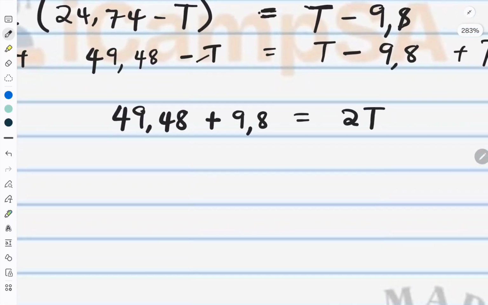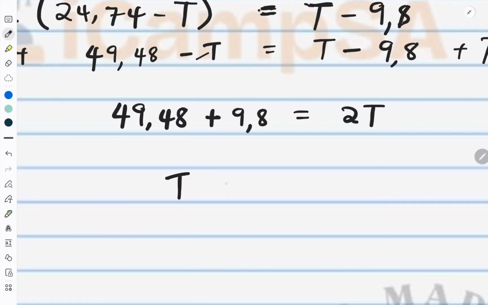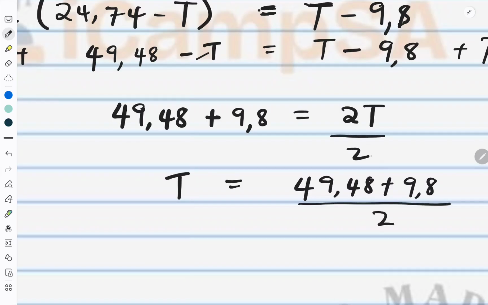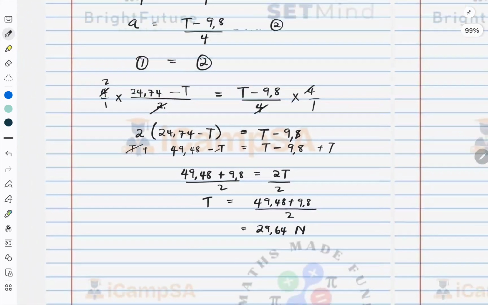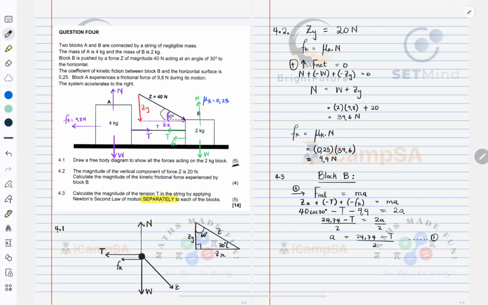It's just maths, guys. And then your final answer will be t is equals to, you take all of this, 49.48 plus 9.8, you divide it by 2, because you have to divide by 2 both sides. Right, and then you get your answer. 49.48 plus 9.8, you get 2. You divide by 2, and then you get that your t is 29.64 newtons. That's how you would do this 5-mark question.